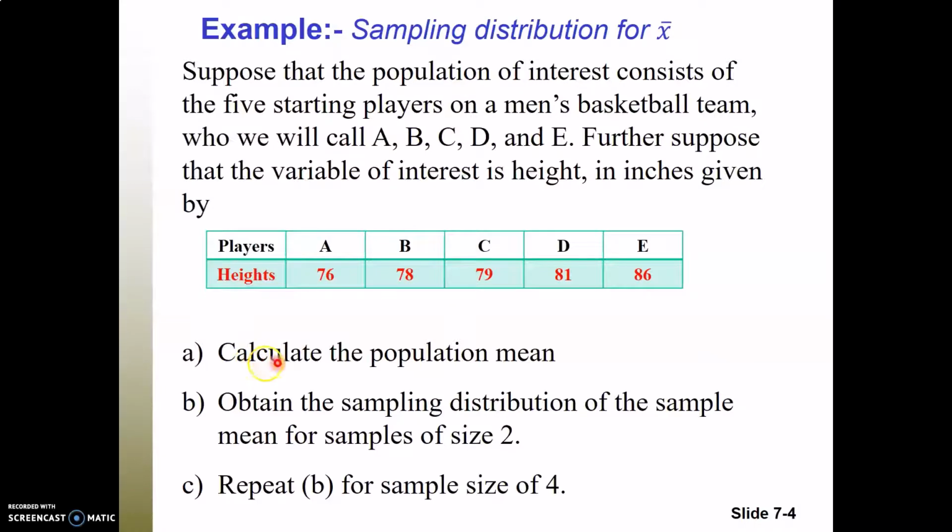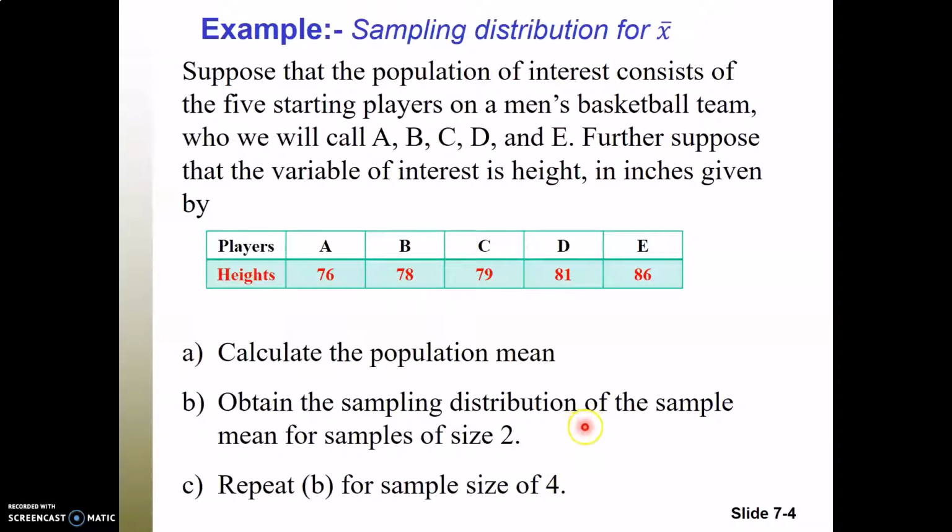We are asked to calculate the population mean. We are asked to obtain a sampling distribution. I will explain what the sampling distribution is and how you get that. Obtain the sampling distribution of the sample mean for a sample size of 2. And next we are asked to repeat part B for a sample of size 4. We have done part B for the sample size 2. Now it's asking to do the same thing for a sample size of 4.